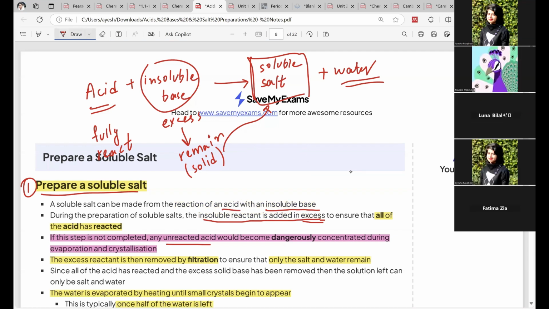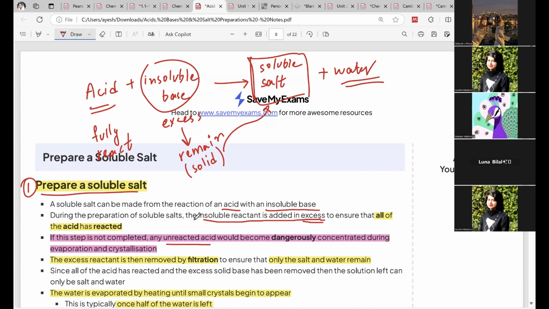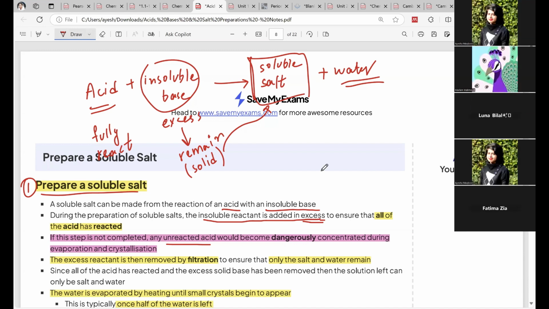By filtration, yes. So now we can do the filtration to remove this excess reactant. We're separating the solid from the liquid, yes. We are reacting two reactants. One of the reactants is in excess and that is in solid form. When the product forms, this excess solid is also there in the product. So to remove this excess solid, we need filtration.